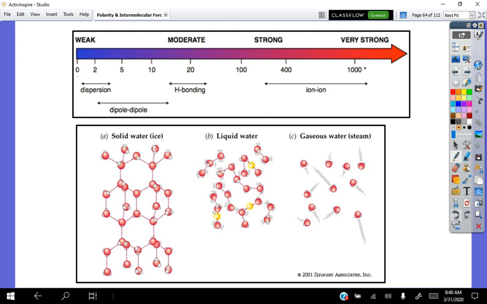When we're looking at something like water, the type of intermolecular forces it experiences can dictate whether or not it is solid, liquid, or gas. And it's based off of, one, the temperature and the amount of energy the particles have, but also the interactions they have with each other, which we'll look at a little bit more in our next lesson.